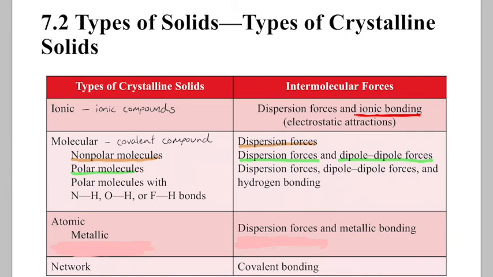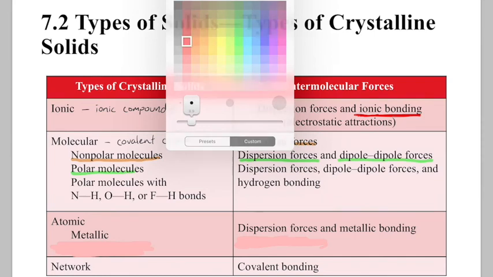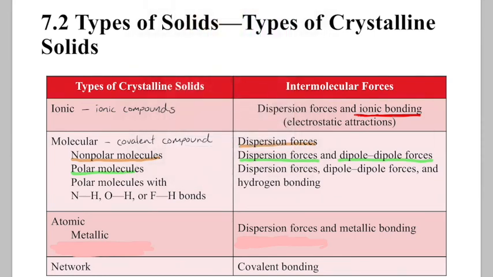Dipole-dipole forces are stronger. And now, this is a little something new we're going to throw in here. If your polar molecule contains one of these 3 polar bonds, N-H, O-H, or F-H, these are a special kind of dipole-dipole forces that are especially strong, called hydrogen bonding. So if you have a polar molecule that has one of those 3 types of bonds in it, it will be held together by dispersion forces, the even stronger dipole-dipole forces, and the even stronger hydrogen bonding forces.